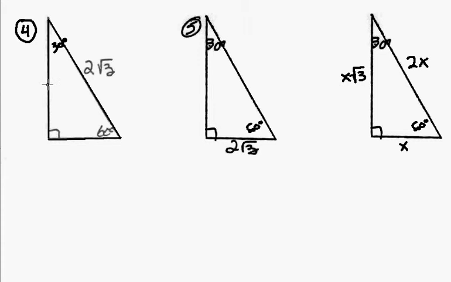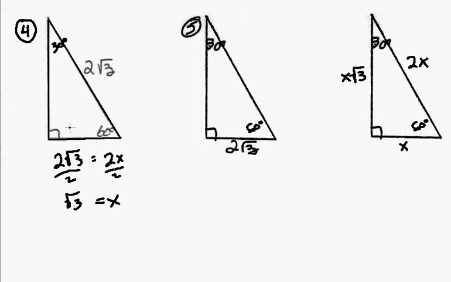Alright, let's look at number 4. Here I've got the hypotenuse being 2 square root of 3. So if I relate that over to my overall general 30, 60, 90 triangle, we see that 2 square root of 3 is equal to 2x. So if I divide both sides by 2, I wind up with x being equal to the square root of 3.